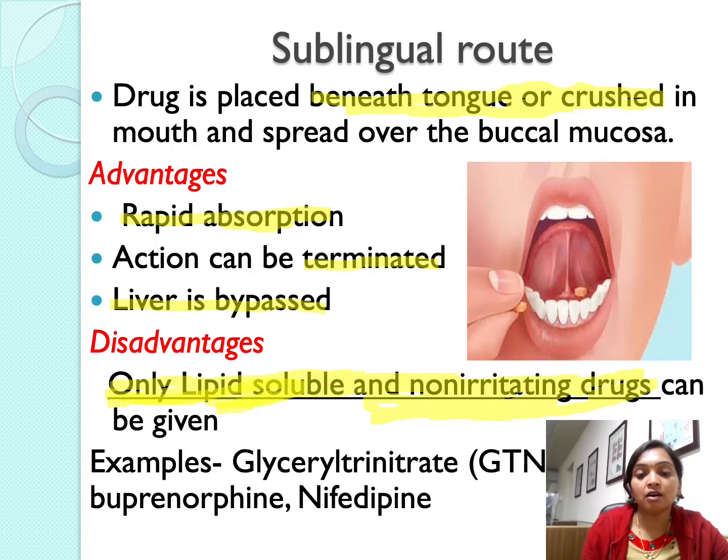Examples are nitroglycerin, very commonly given and used, nitroglycerin. So nitroglycerin has high first pass metabolism, and that is the reason we prefer this route. And also buprenorphine, nifedipine, these are other drugs which are given through this route.